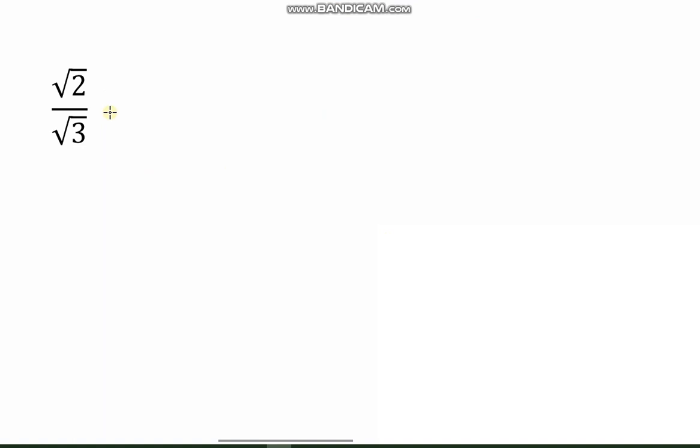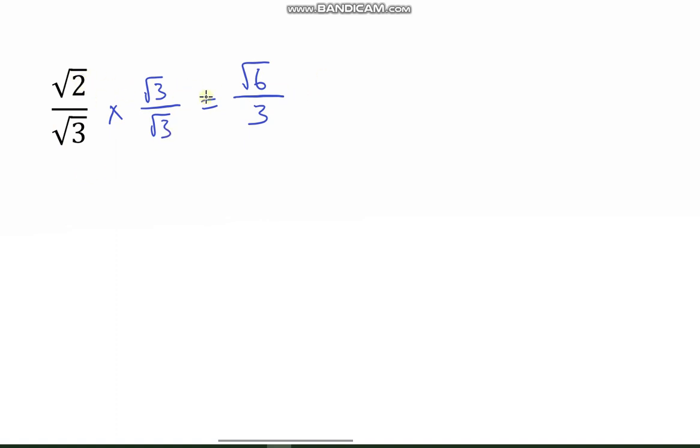Okay, so we want to rationalise the denominator. So again, we just multiply the top and the bottom by the denominator. We multiply the top and the bottom by this number because we're not changing the value. So on the top, root 2 times root 3 is just root 6. And in the denominator, root 3 times root 3 is just 3. So we've rationalised the denominator. We've gotten rid of that square root symbol.